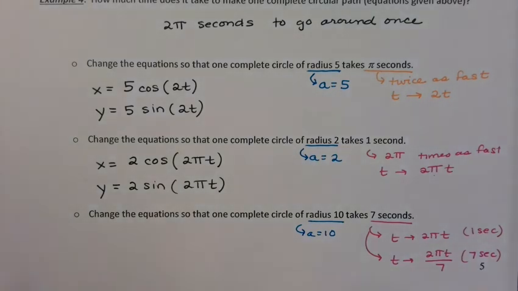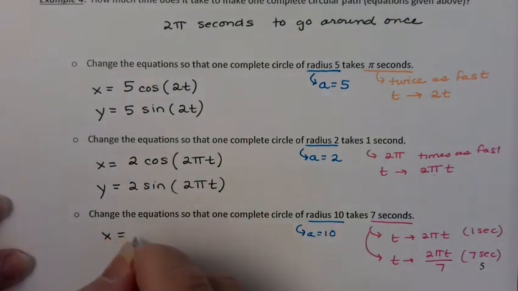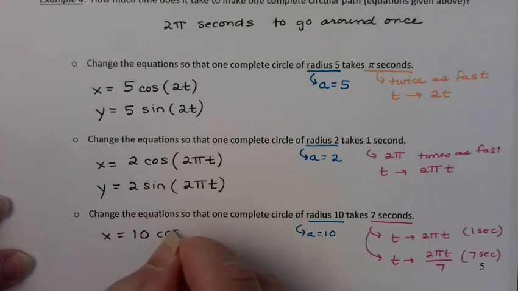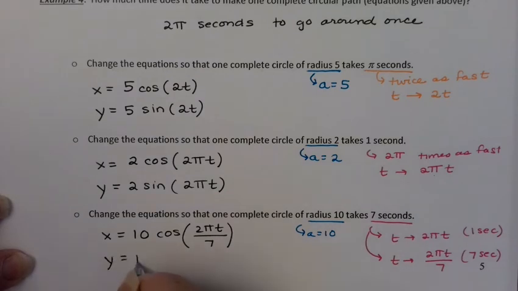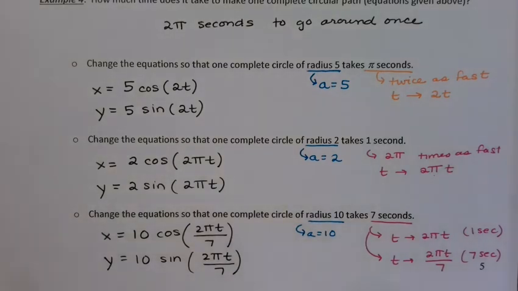So what are our equations going to look like? X equals 10 times the cosine of 2 pi t over 7, and y is 10 times the sine of 2 pi t over 7. Now I will mention, you've seen stuff like this before. In trigonometry, we call this the period of the function, and it's the same concept, right? Just kind of a reminder here from Trig.